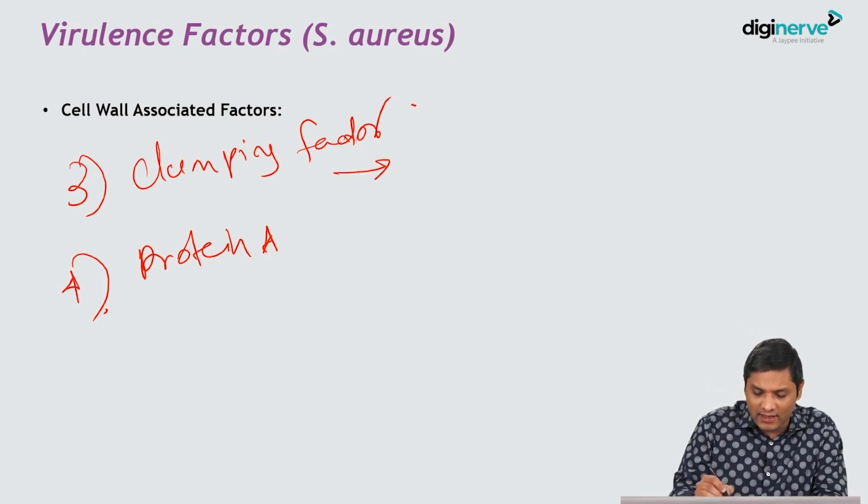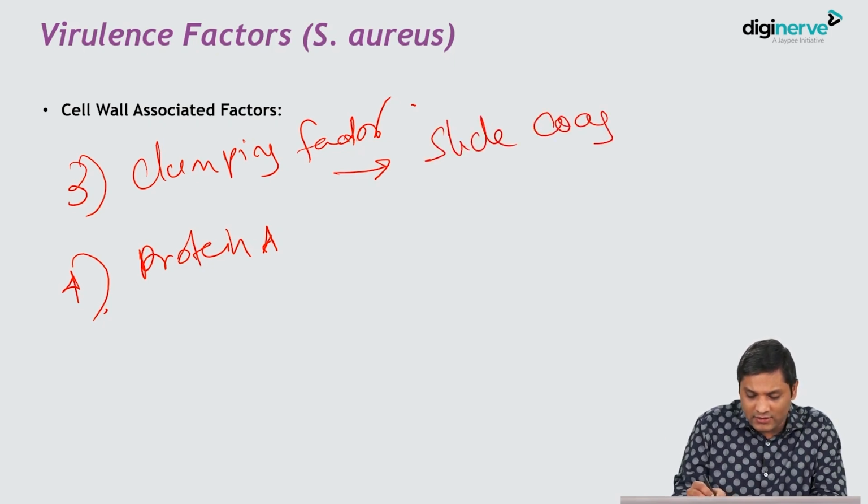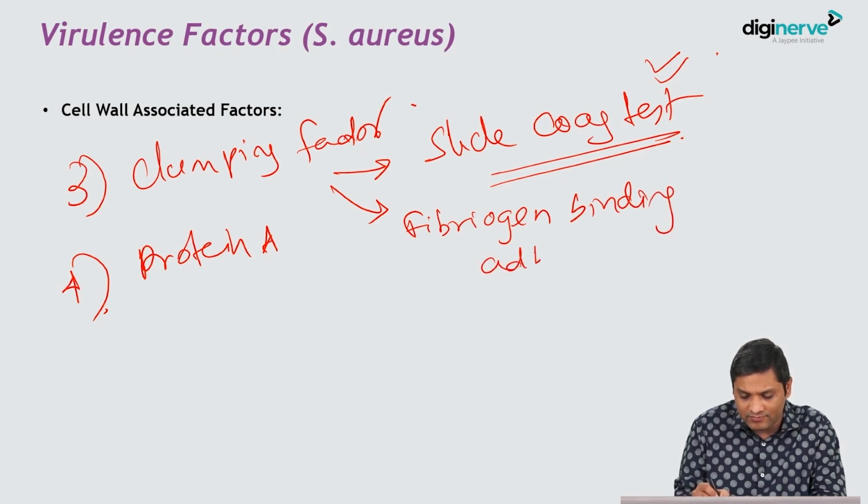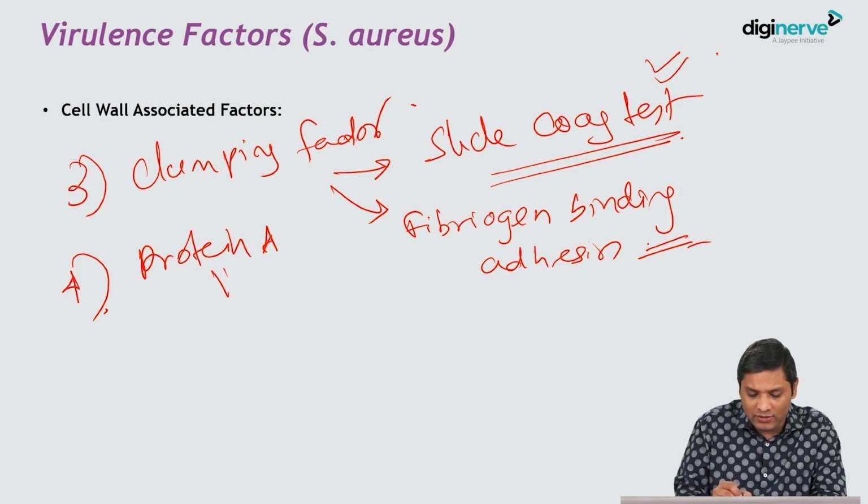Clumping factor is exclusively present in Staphylococcus aureus, and it is responsible for slide coagulase. Clumping factor also helps in fibrinogen binding. It is called a fibrinogen binding adhesin. It helps in binding to fibrinogen.